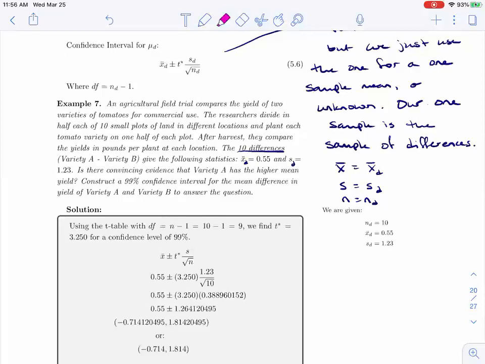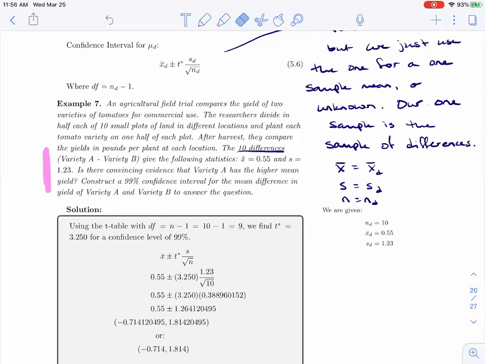So this kind of blurb is how you're going to be given the information most likely, right? I tell you how the differences were calculated, and then I don't even have to tell you that it's for the differences. I can just tell you that the X bar is this and the standard deviation is 1.23.